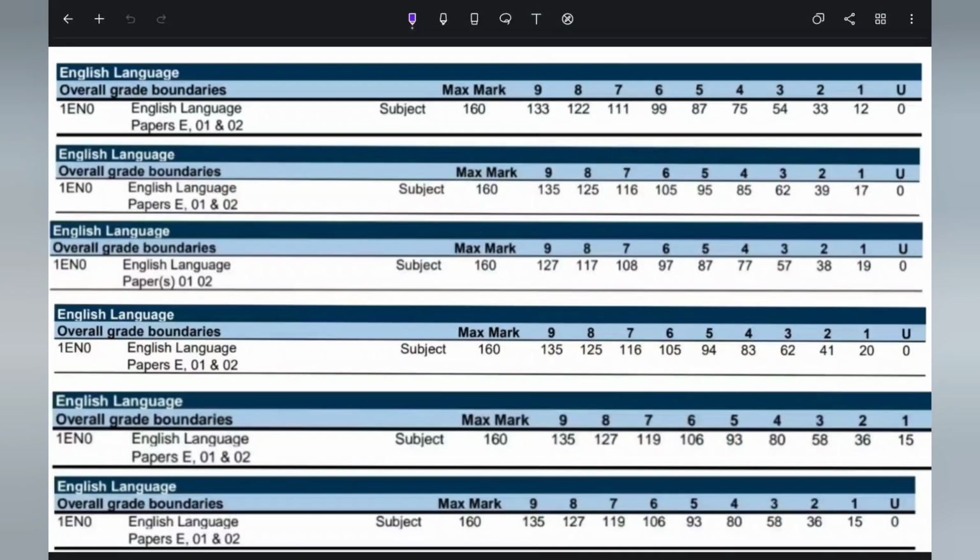So starting off with grade 9. So the grade boundaries for grade 9, as you can see on the screen, you need to score 133 marks out of a total 160. For grade 8, you need to score 122 out of 160. For grade 7, 111 out of 160. Grade 6, 99 out of 160. And for grade 5, 87 out of 160.